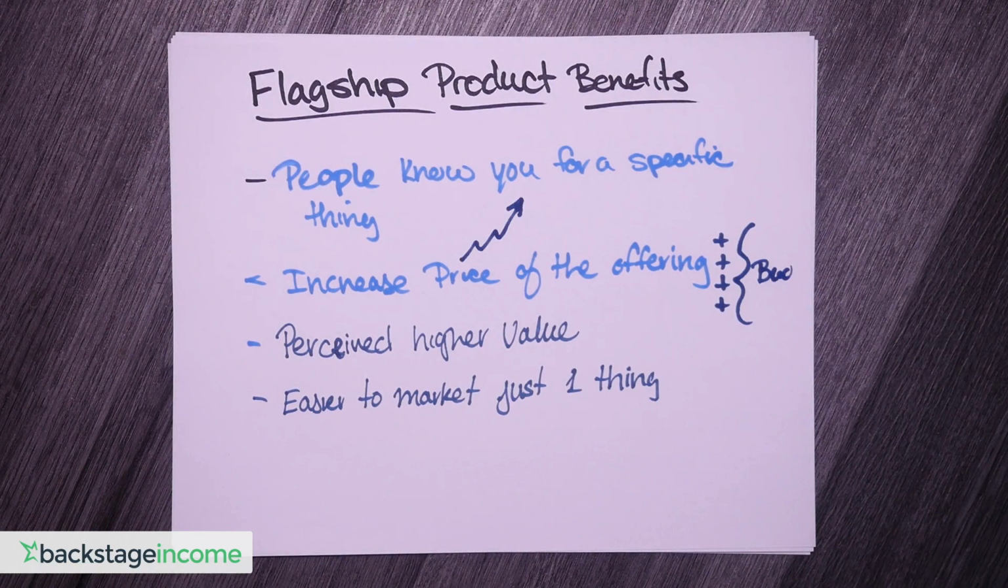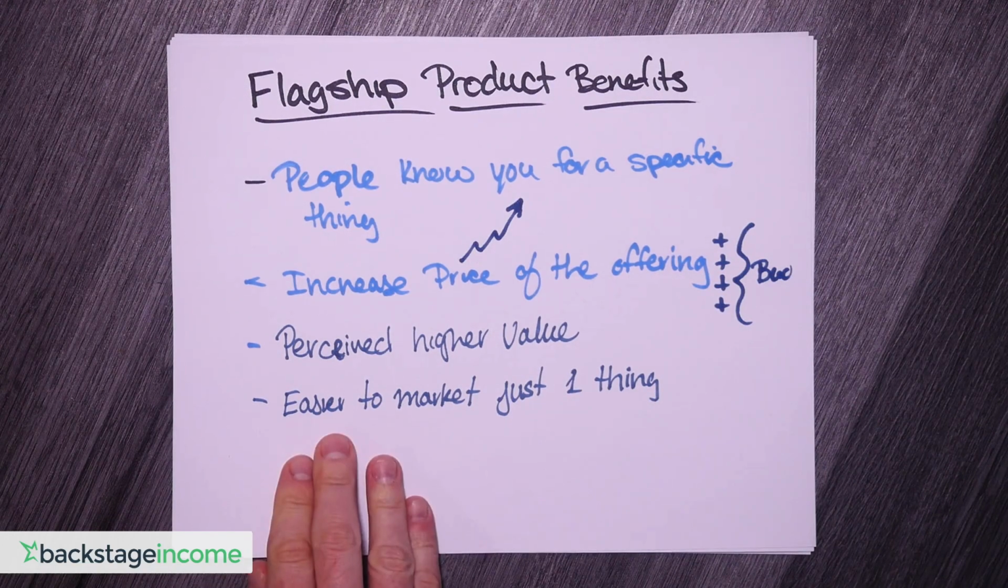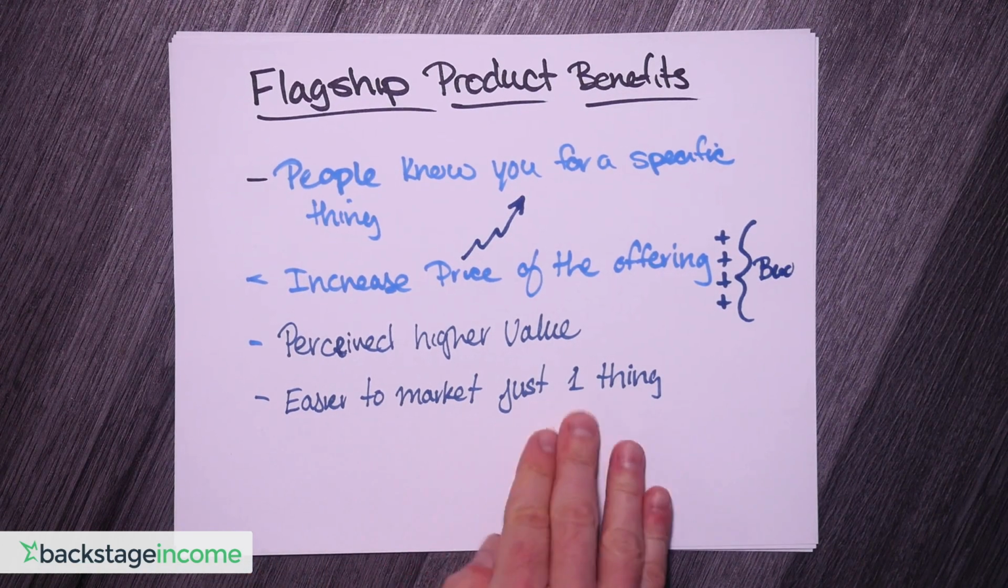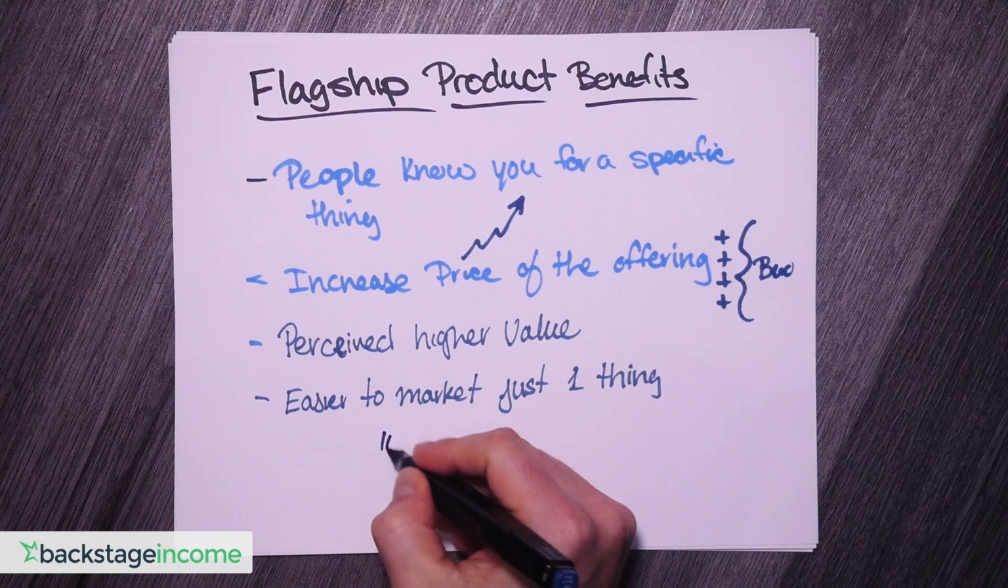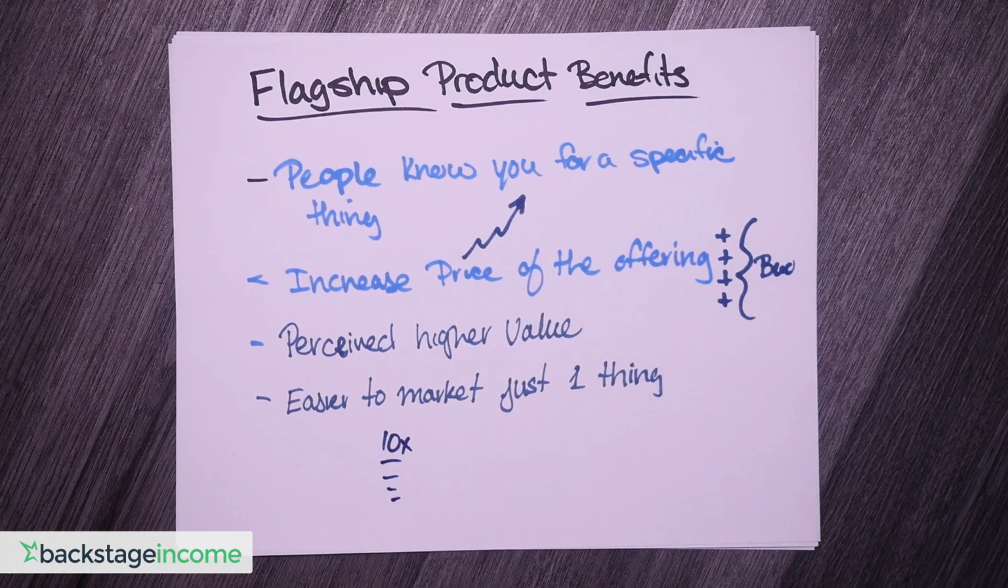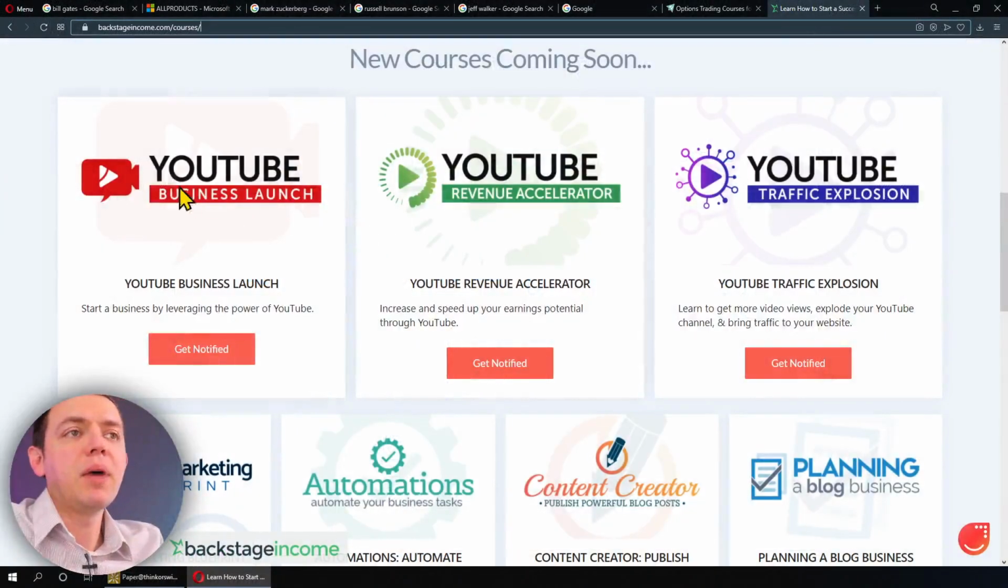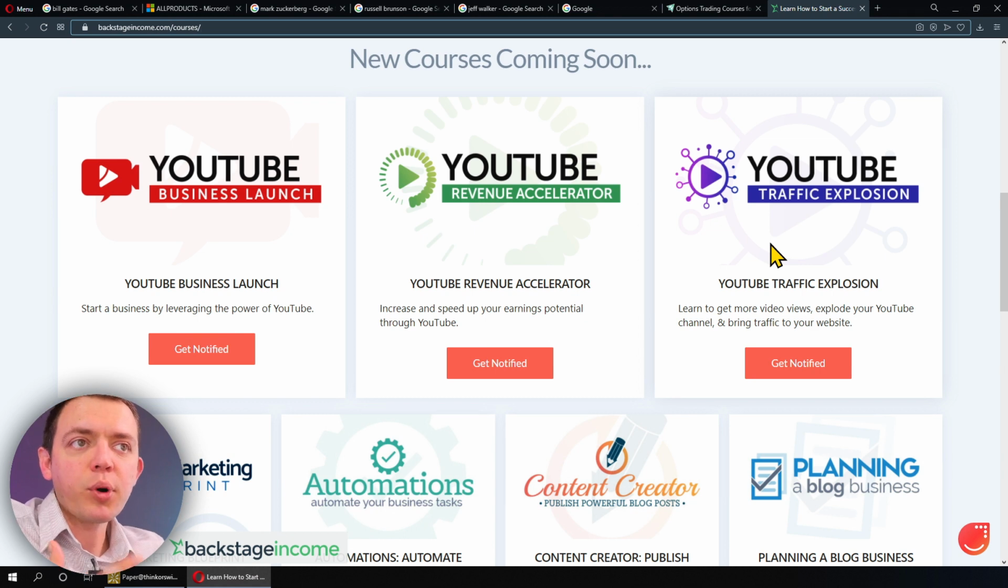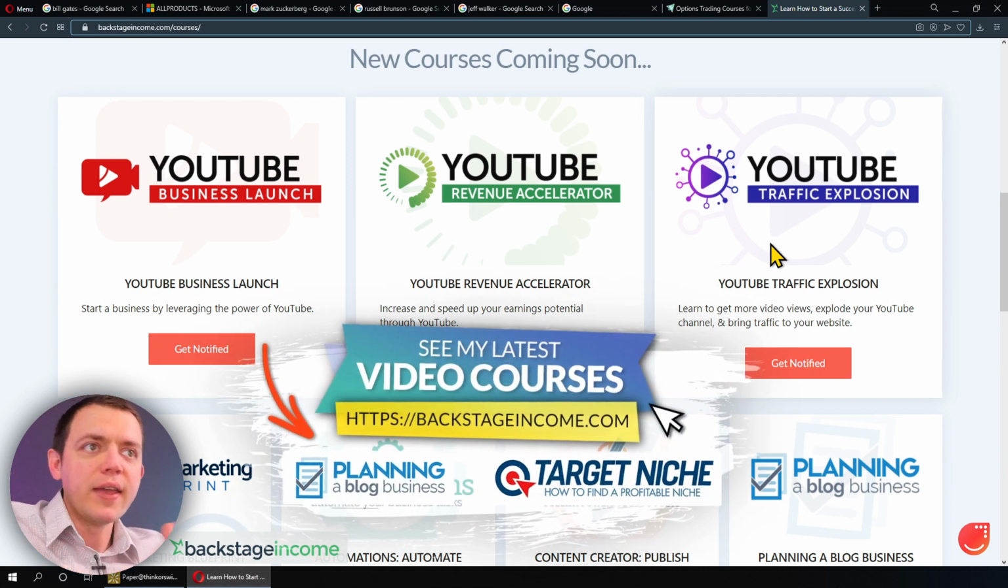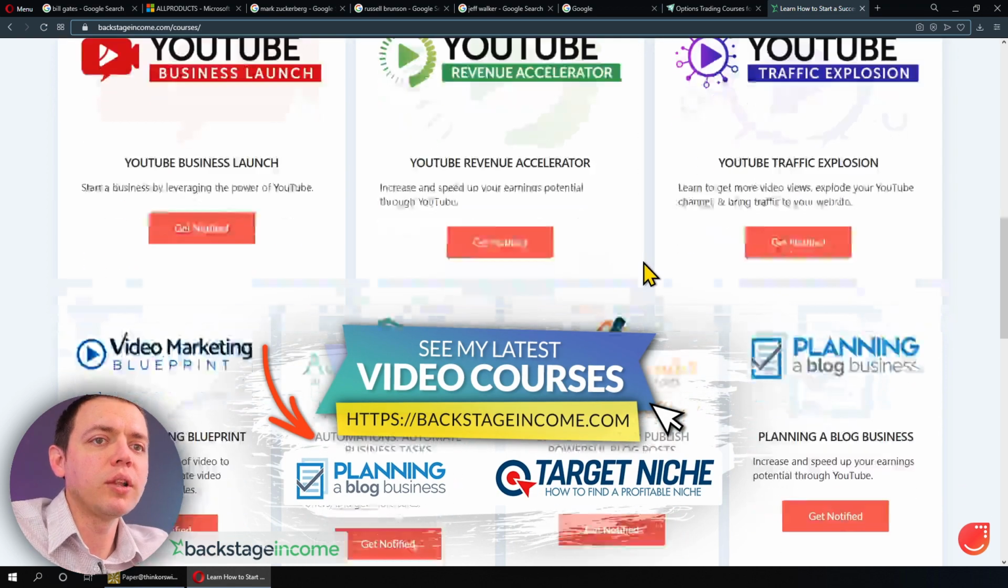And not to mention, if you have a flagship product, it's a lot easier to market just one thing. Imagine you had like 10 different products, and now you have to market every single one of those. Now, the big companies like Microsoft, they do that. But if I go ahead and look at mine, let's say we're talking about my YouTube Masterclass series. Well, you have the business launch, the revenue accelerator, and traffic explosion. So I've got kind of 3 different products there, but I just market it as one, the YouTube Masterclass series, and now you get these 3 products all in one.